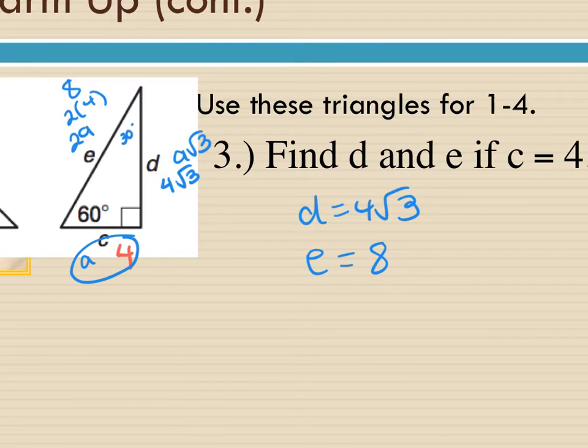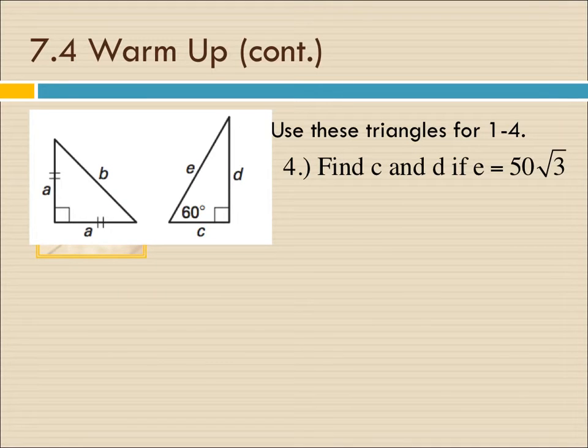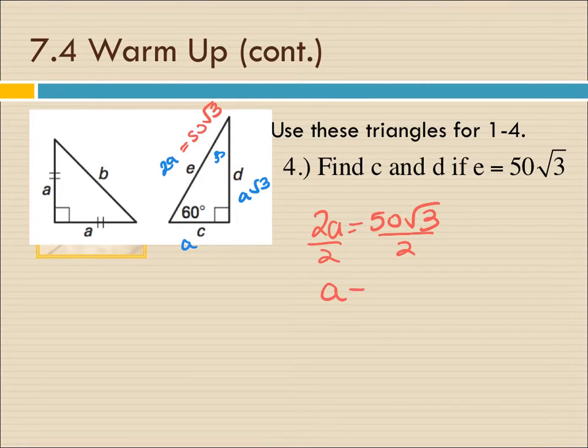Everybody still good? Questions? Okay. All right, number 4, find C and D if E is 50 root 3. So same relationship. This is A root 3, and this is 2A. So if this is 50 root 3, and I want to solve for A, I'm going to divide both sides by 2, and I get A is 25 root 3. Because both the 50 and the 2 are outside the radical, we can reduce that. So that would be C. C would be 25 root 3.